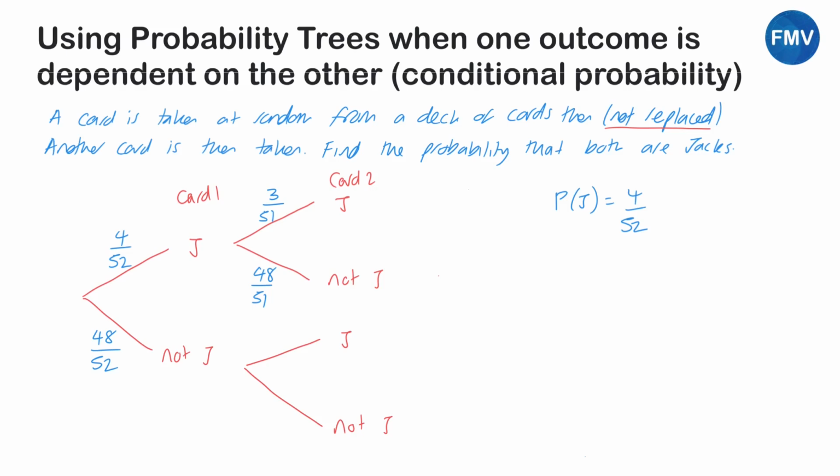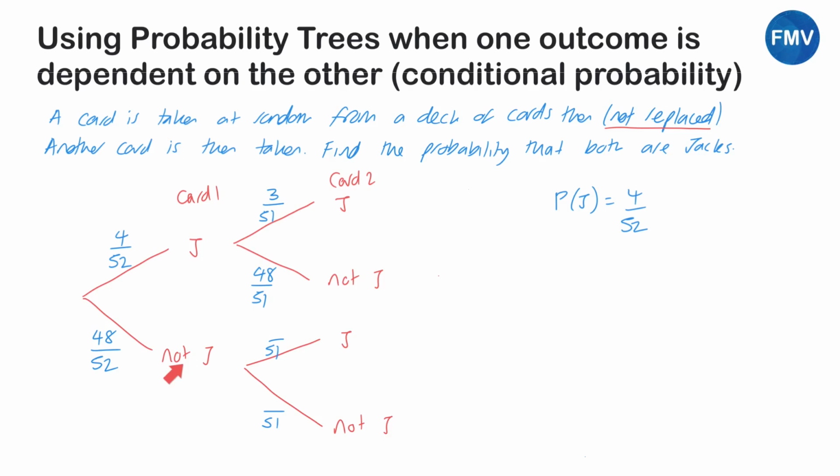And this is where it gets different. So these probabilities are not the same as these, because this is dependent upon what happens here. These are dependent upon what happens here. So in this case, not getting a jack is 48 out of 52. So we have now taken one card out. That leaves us 51 cards. So we know both of these are out of 51.